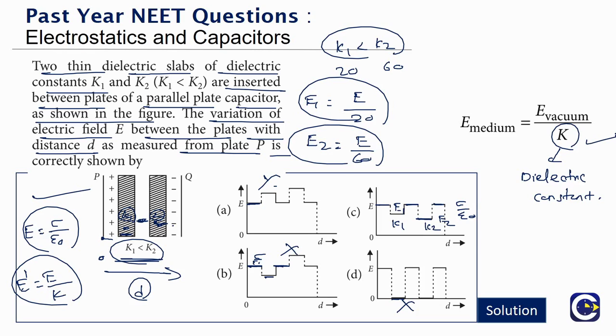Okay, so what is the correct answer for this? It is option C. Only option C will correctly represent how the electric field will change when we move from left to right, from the plate P towards the plate Q.